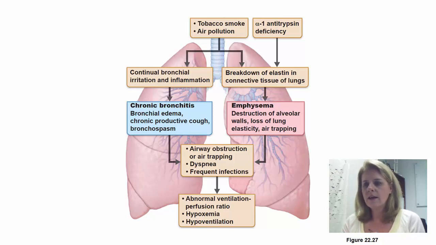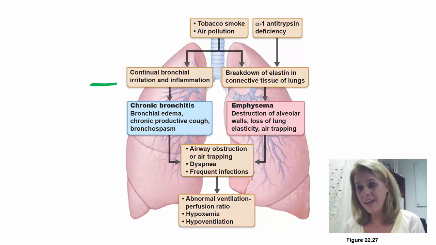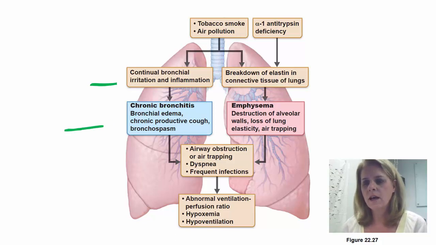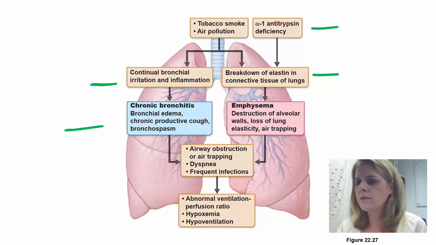So what you see is with this smoke and air pollution, it's going to go into your lungs, and obviously the cilia and the things that sweep out the mucus and the dirt from your lungs just can't keep up, and things get trapped down in the lungs, and it causes continual inflammation and irritation. And if that happens, you get chronic bronchitis, which leads to edema, which is swelling. It leads to a cough and bronchospasm. If the result is a breakdown of elastin, and this is going to happen if you also have a deficiency in alpha-1 antitrypsin, then your lungs are no longer elastic anymore.